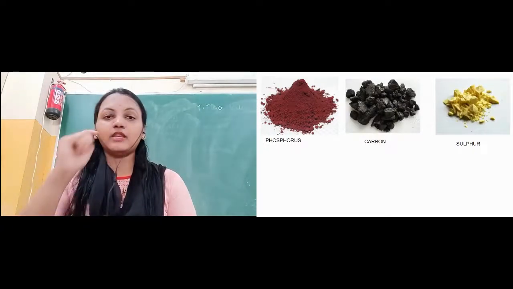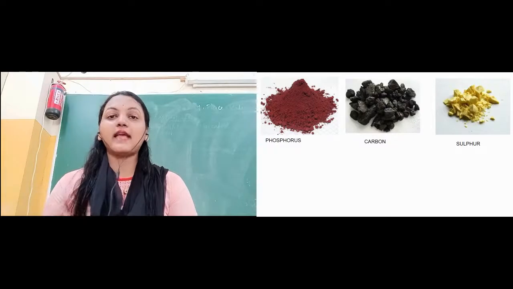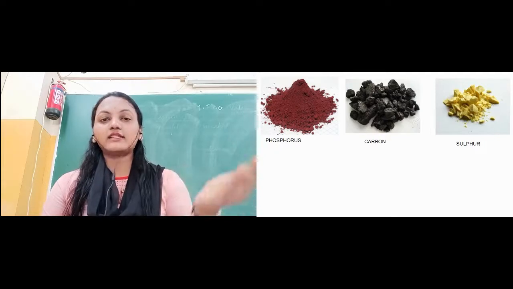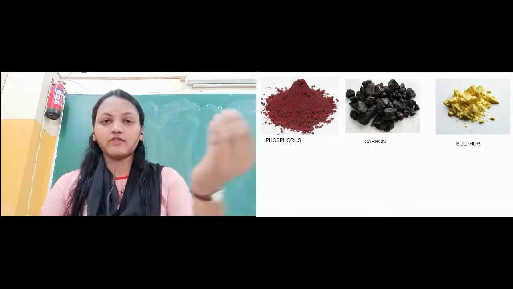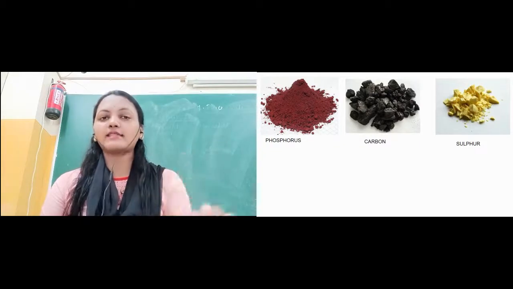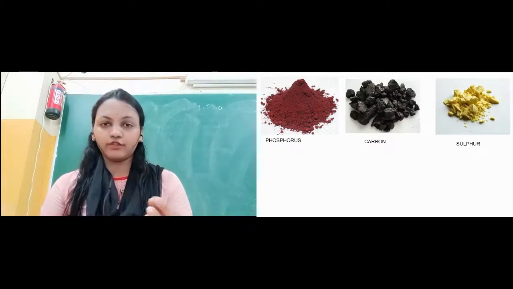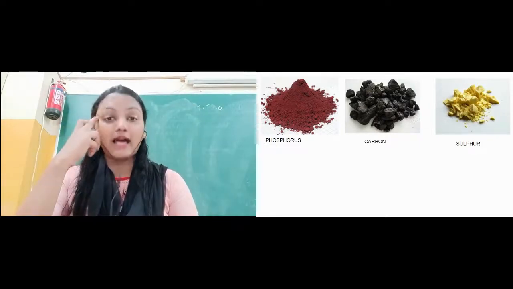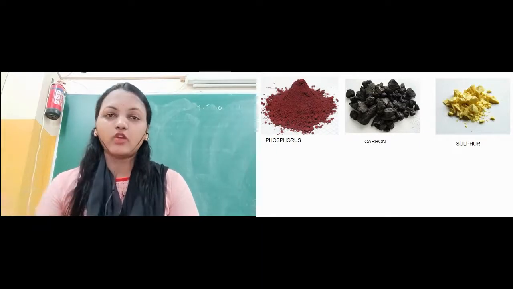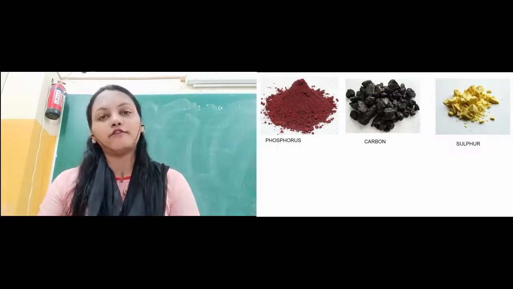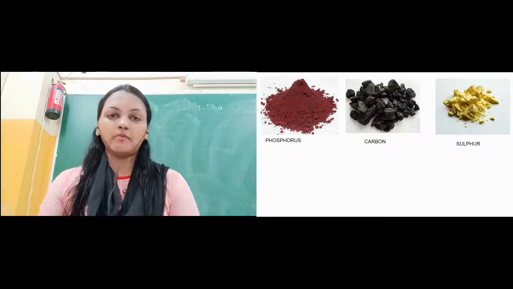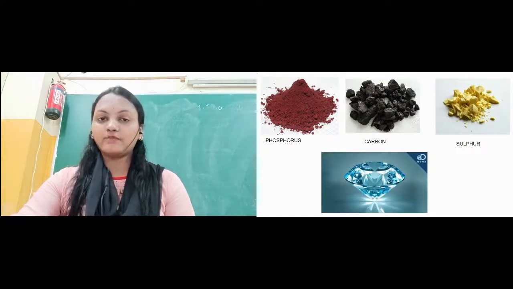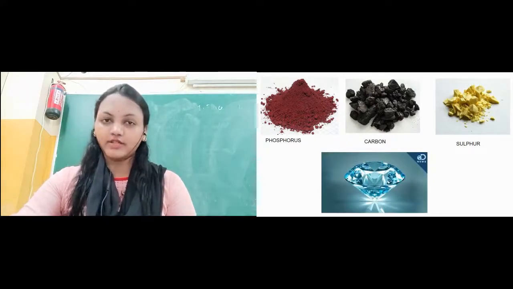You can see in the images, the red colored powdery substance is actually phosphorus. It is actually solid, but it has been converted into powdery form. Then the carbon, charcoal, you are seeing, which is carbon. Next is sulfur. Yellow colored crystals are sulfur. So all these things are non-metals. We will move to our next slide. Here is one more example, diamond.